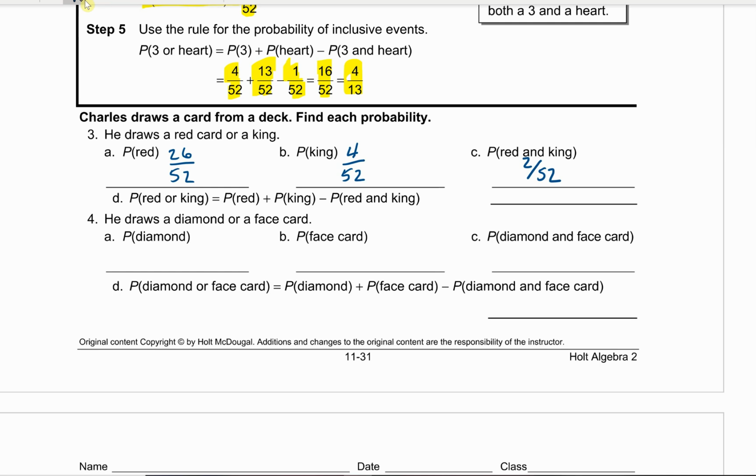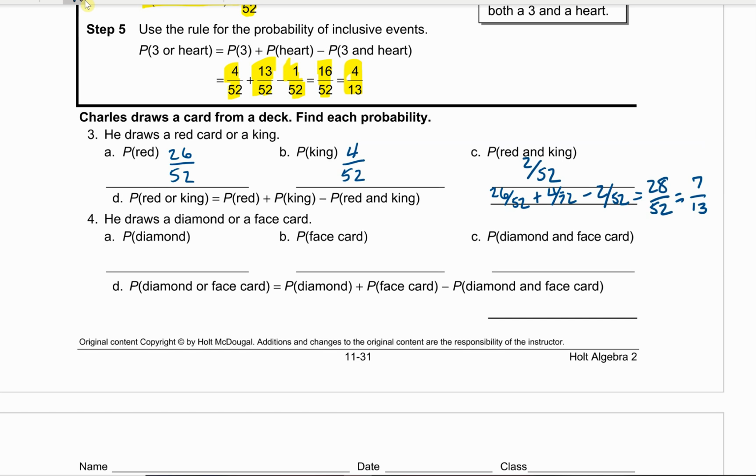So what we're going to do is add them together and subtract. So we're going to get 26 out of 52 plus 4 out of 52 minus 2 out of 52, which is really just 28 out of 52, which will reduce. But notice I'm waiting until the end. It is 7 out of 13.